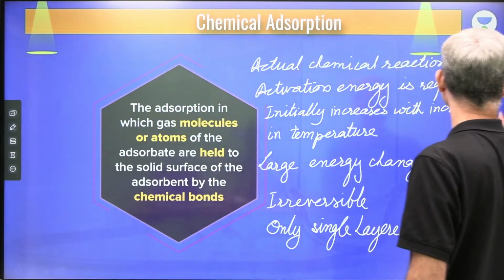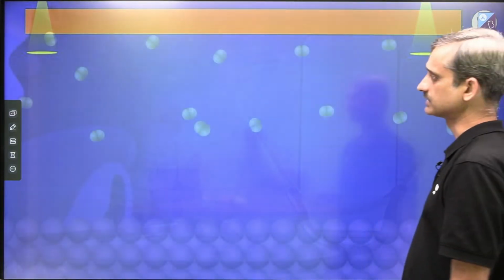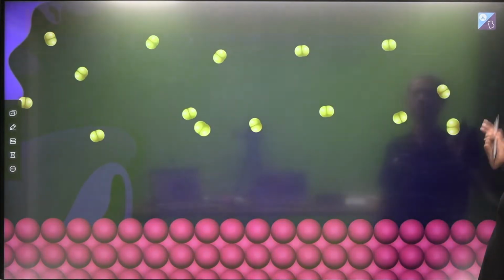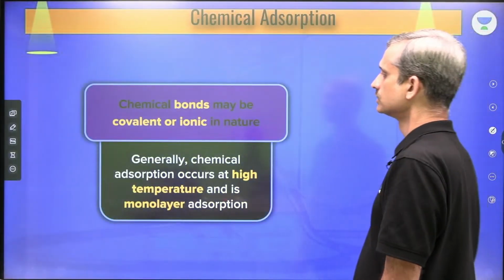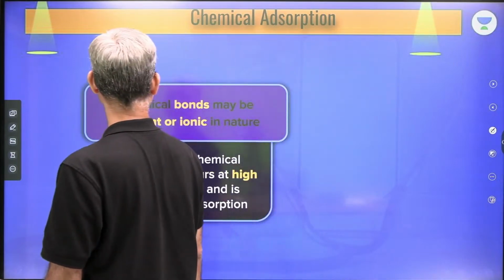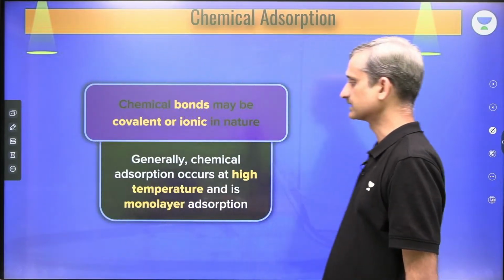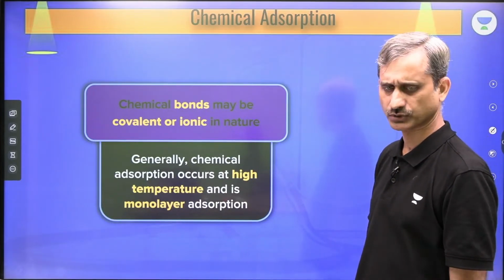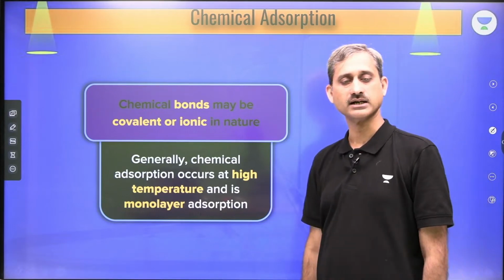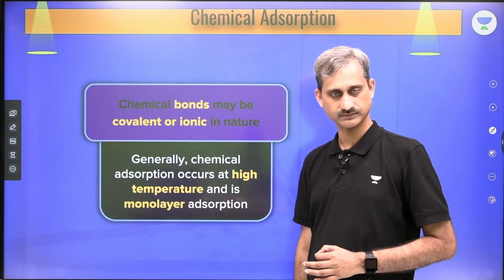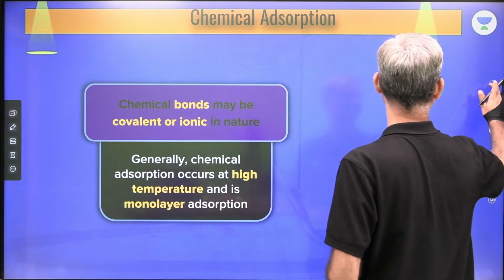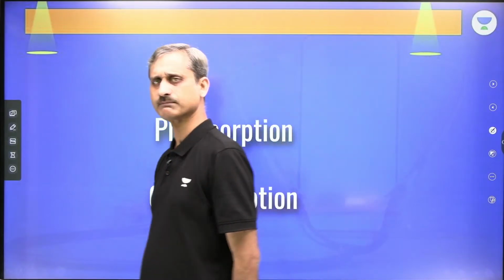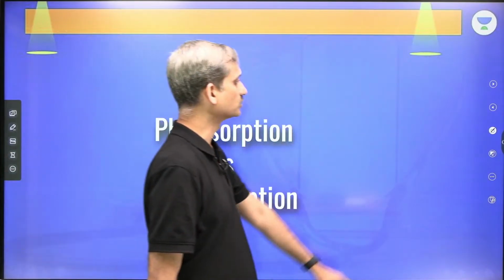So that is what we have as the physical and chemical adsorption. The chemical adsorption is actually going to take place with the reaction. So when we talk about chemical adsorption, the chemical bonds may be covalent or ionic, and generally chemical adsorption occurs at a high temperature and it's monolayered adsorption. I have already told you high temperature because we require the activation energy. So activation energy is necessary for chemical adsorption. We have already talked about the comparison, but let's have the comparison one to one.